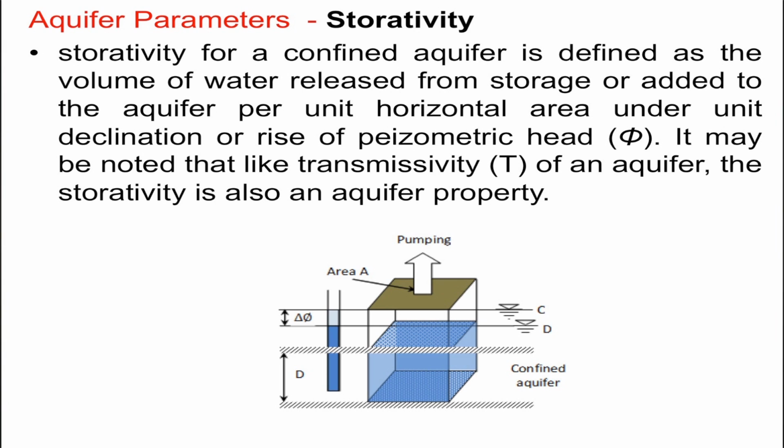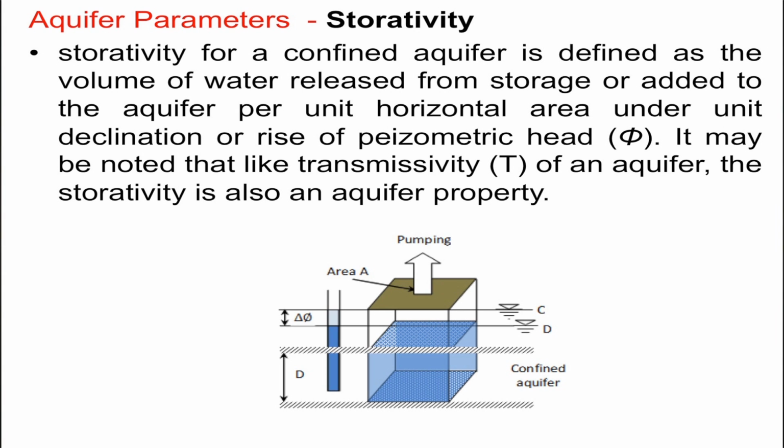Already we explained what transmissibility is. Transmissibility is the rate of flow per unit hydraulic gradient per unit width of aquifer. So T equal to K into B. So the equation may be Qx equal to minus Txx dou phi by dou x minus Txy dou phi by dou y. Next component is storativity.